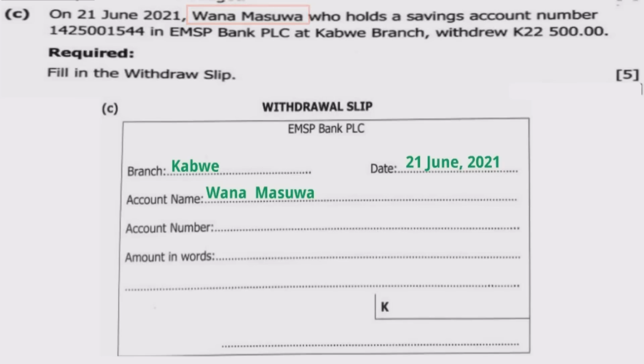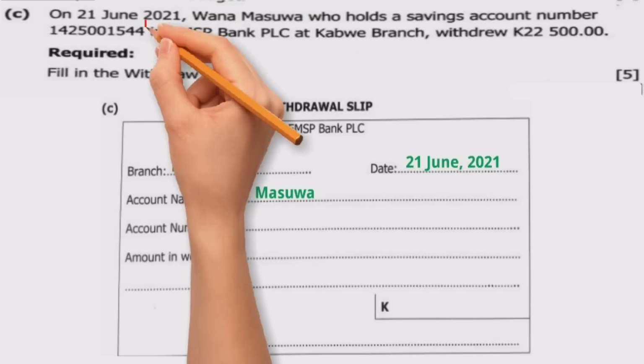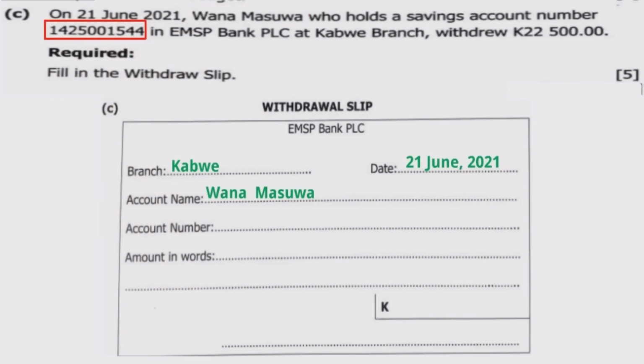Then account number. The account number is given here. And here is what I want to say: be careful as you copy the account number, because if the account number is not correct, you'll lose marks. So it's good that you count the numbers, all of them, how many they are. Then as you record, you also count the numbers you have written. It will help you to counter-check the numbers.